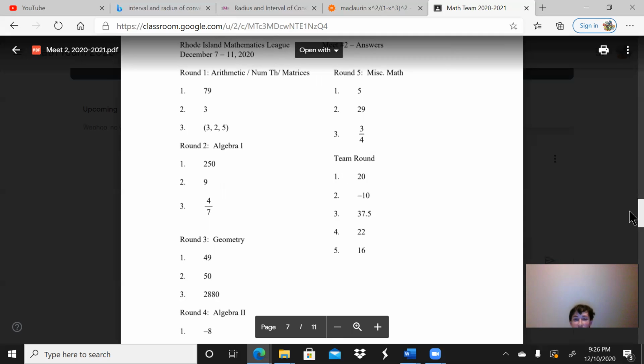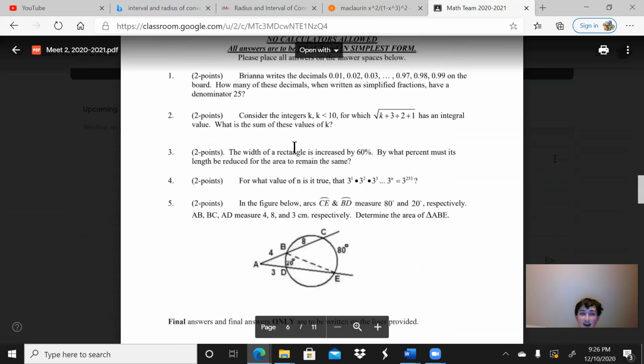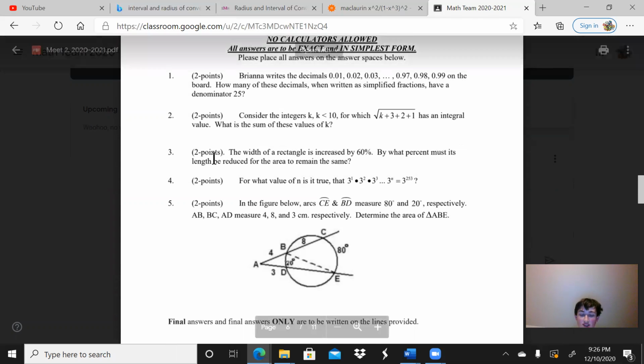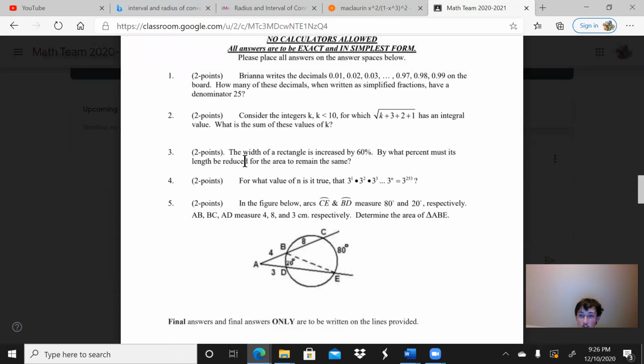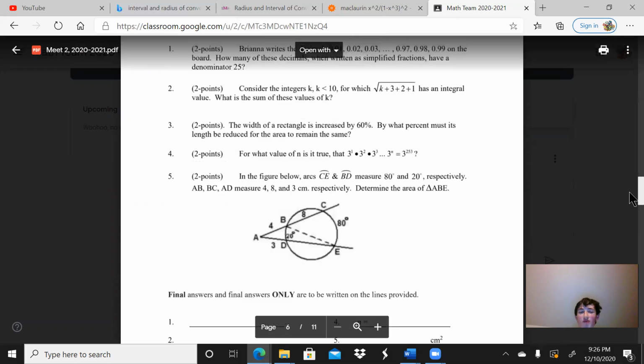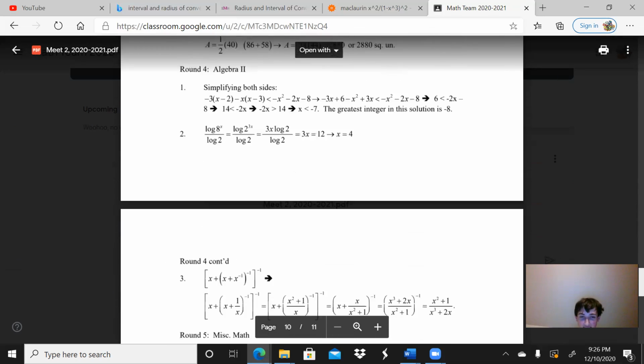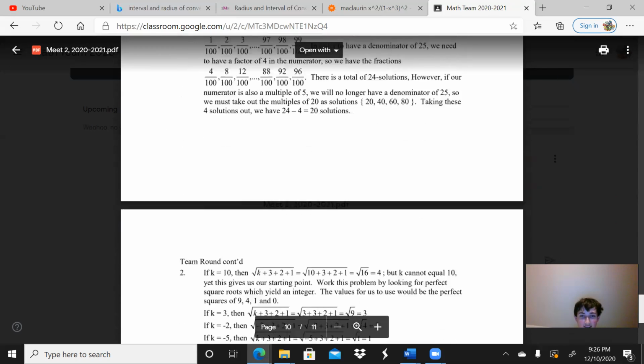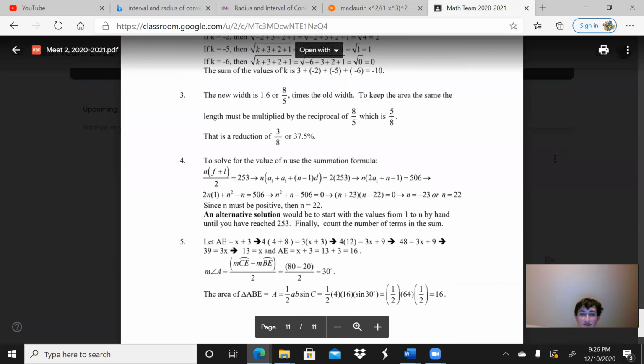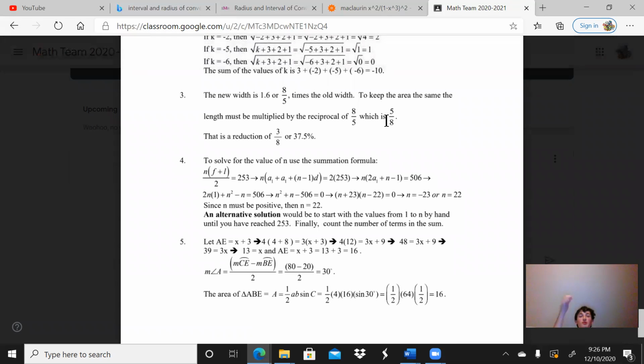Got an 8. Okay, so we're gonna look at that one. Oh, I know why. I should have allowed more time, because the question was asking what percent must it be reduced? So for adding 62, you're really reducing by 30. Oh my, what did they do there? Yep, 8 fits. It's 3/8.